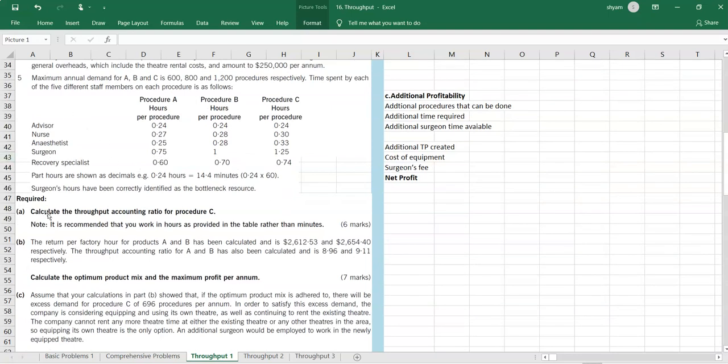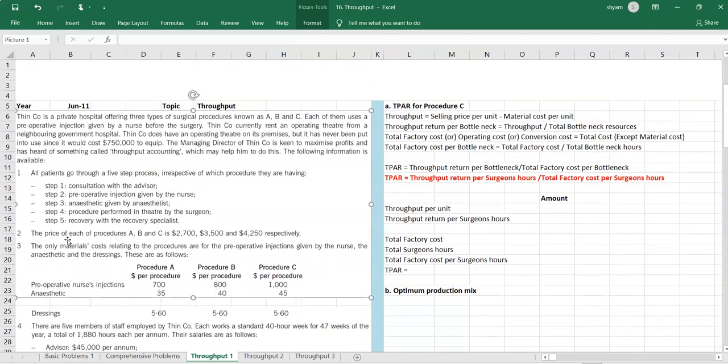Okay. So required, calculate the throughput accounting ratio for procedure C. So they're asking what is the TPAR for procedure C alone. Note it is recommended that you work in hours as provided in the table rather than in minutes. So work out the answer in hours, they are asking. They are giving 6 marks for that. So first we'll try to find out this one. Then we'll move to B and C. So we'll start from here.